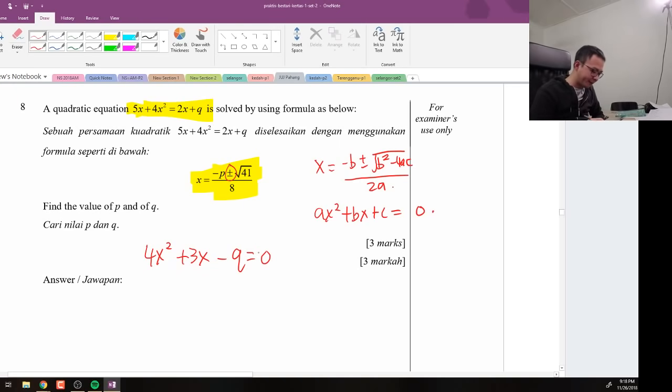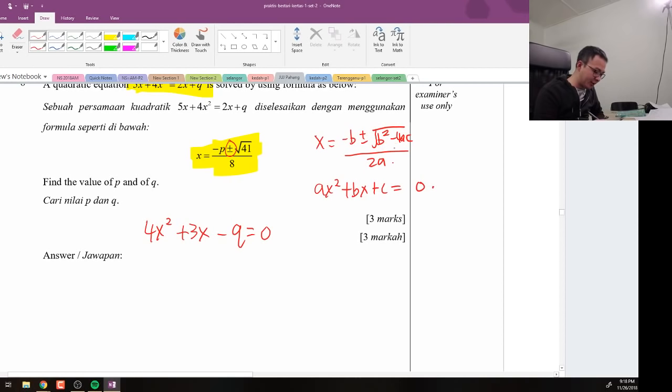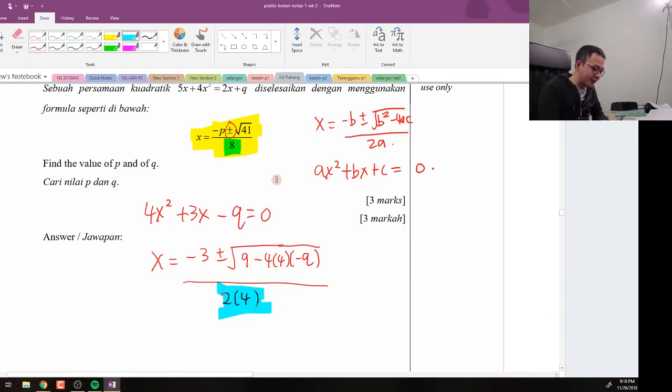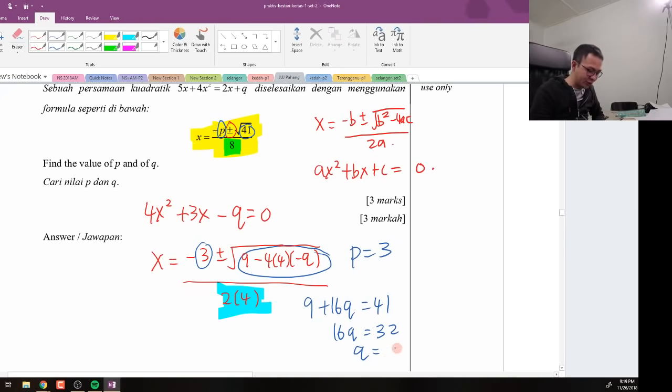Alright, so from here, you should understand if I use this formula, I will get x equals negative b, which is negative 3, plus minus square root of b squared, which is 9, minus 4ac, negative q, divided by 2a. And then you realize 2a is equal to 8, right? So you realize both of them are actually related. So therefore, by comparing, I know p is equal to 3. And then I know whatever is inside the bracket should equal 41. So therefore, 9 plus 16q should equal 41. So 16q should equal 32. Q should equal 2.